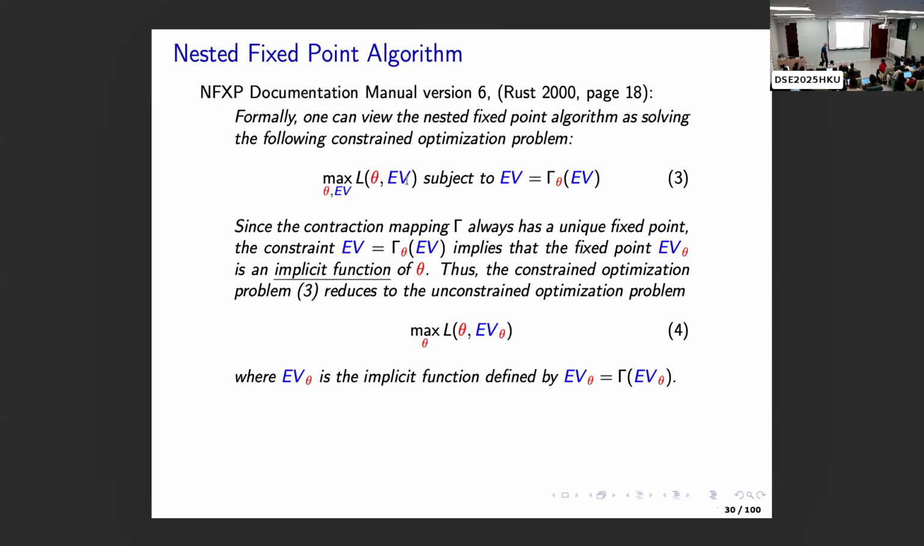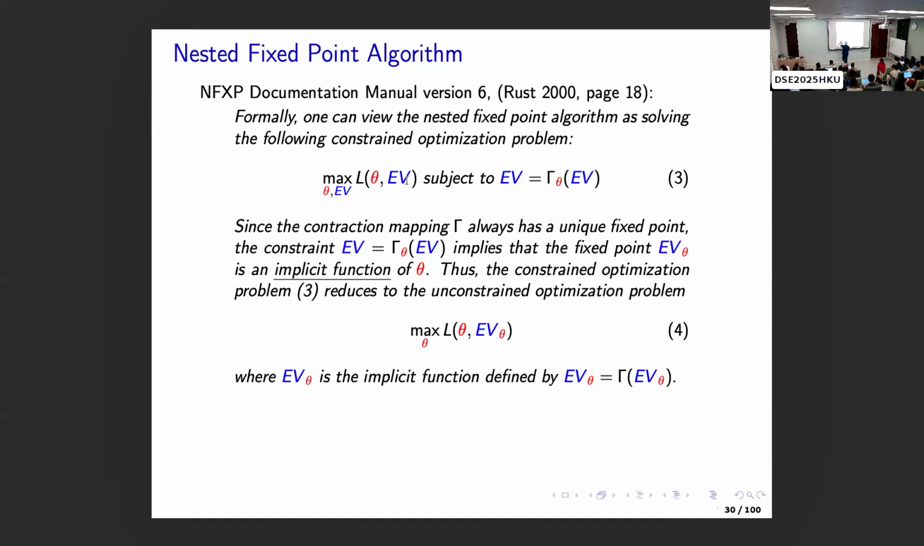Okay, so here's a little bit from the documentation manual. Here on page 18, John says, formally one can view the nested fixed point algorithm as solving the following constrained optimization problem. Holy cow, what is that? That's MPEC, right? So it's already there. So in that sense, that part is not new. The new thing here is the implementation in these state-of-the-art solvers, which is definitely valuable.